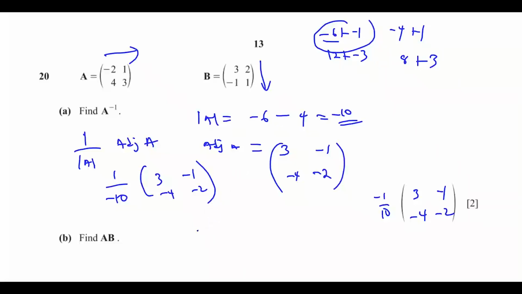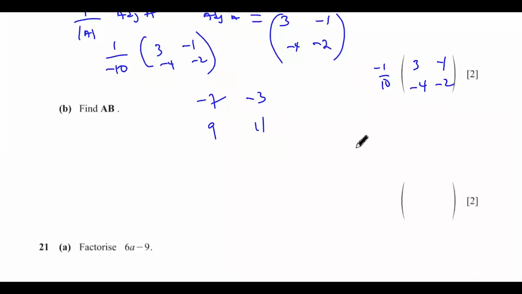Let's write it here, negative 7. So this will give us negative 3 minus 3. And this will give us 12 minus 3, that will be 9. And 8 plus 3, that will be 11. So we have 9 against 11 here. So that will be the product of AB. So we have negative 7, we have negative 3, we have 9 and 11.